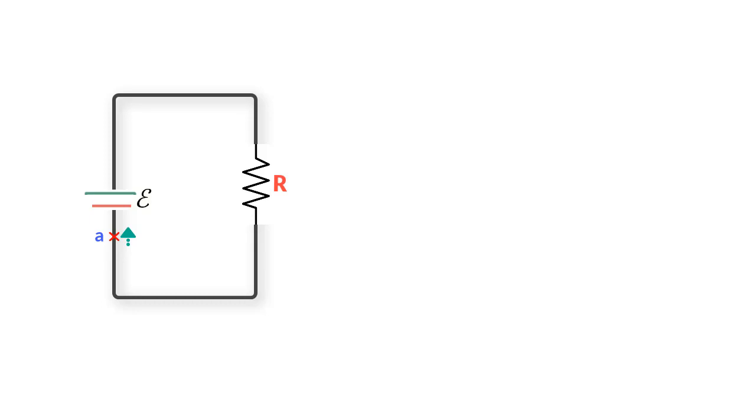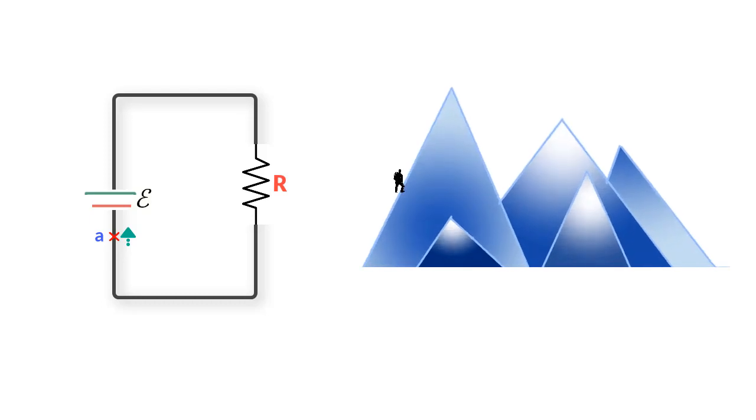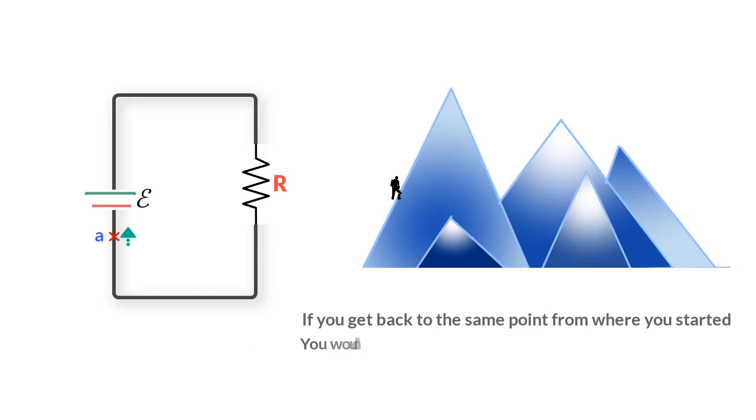Now, this point which I just made needs to be understood very clearly. And to do so, I would want you to imagine that you are on a mountain and you trek around on it, but finally get back to the same point from where you started. Now, the question is, would you have gained or lost height relative to the ground level? Well, it is obvious that if you get back to the same point from where you started, you would not have gained or lost any height because you are at the same point from where you started.